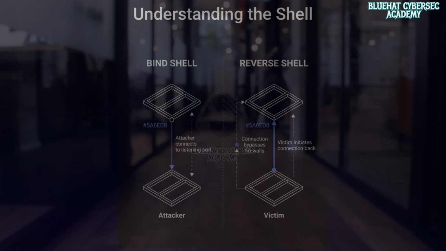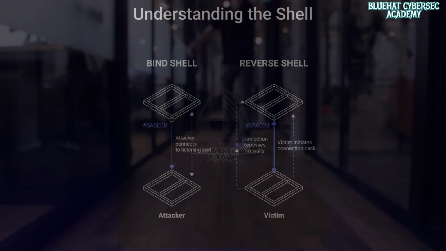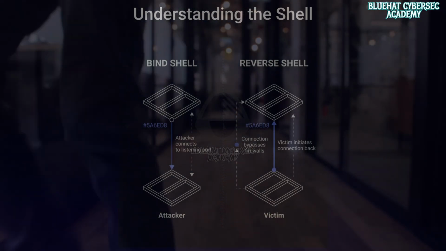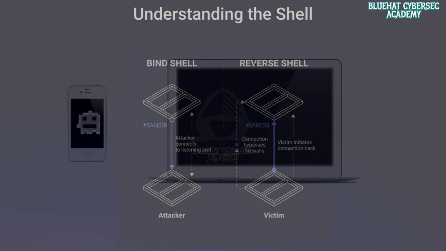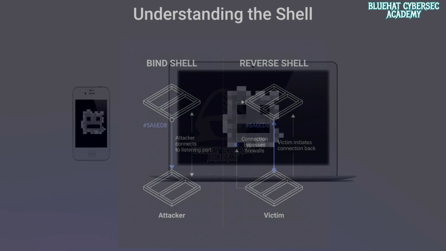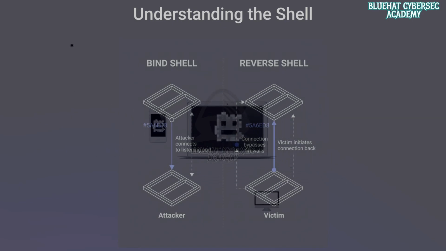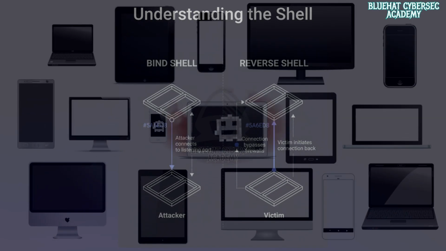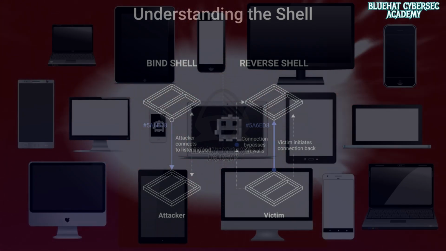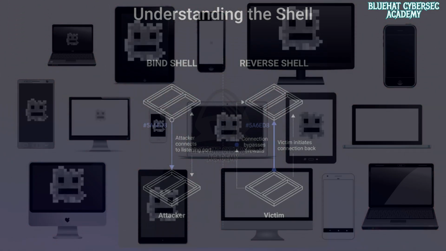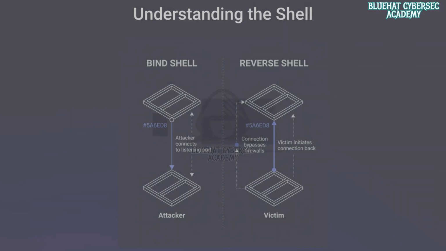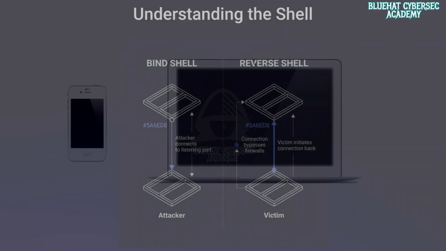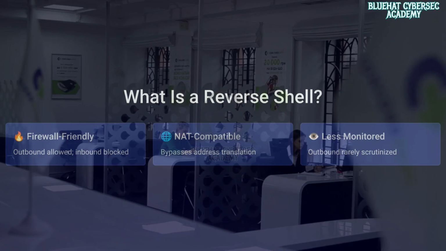The first is a bind shell, where the victim machine opens a listening service and the attacker connects to it directly. And the second is the one we care about today, the reverse shell, where the victim machine itself initiates a connection back to the attacker. Now, this reversal is exactly what makes it so dangerous, because it flips the traditional network security model completely upside down. Outbound connections are often less restricted than inbound ones, and attackers take full advantage of that.